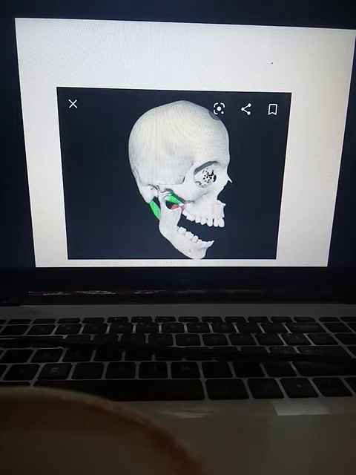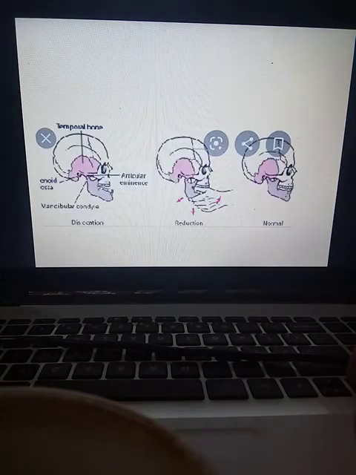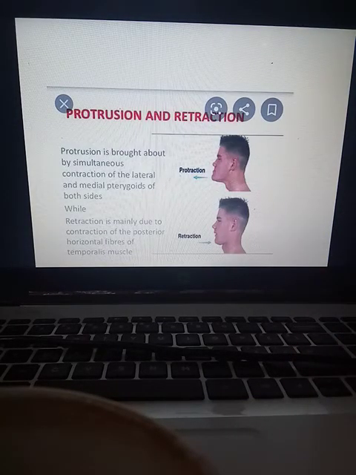Then there are certain muscles which help in protrusion and which help in depression, which help in elevation and retraction. For depression, we have four muscles. We have lateral pterygoid, digastric, geniohyoid and mylohyoid. Fine. Then for elevation, we have masseter, anterior vertical, middle oblique fibers of temporalis and medial pterygoid. For protrusion, both pterygoids and superior oblique fibers of masseter, and for retraction the horizontal fibers of temporalis and the masseter.